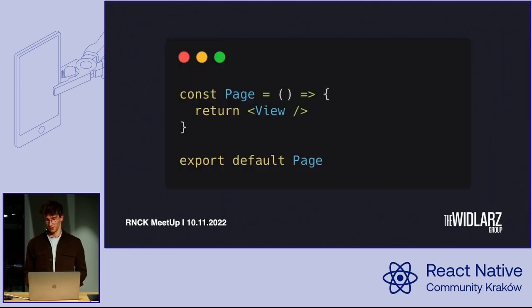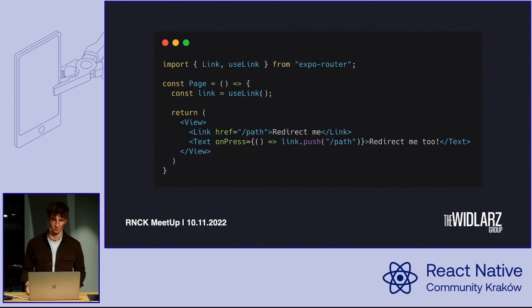Basically, to add a new screen, you add a new file, you add a React component. You just have to keep in mind that the component has to be default exported. You can't use named exports, otherwise, if you use named exports, the Expo-Router will not perceive the component as a screen.